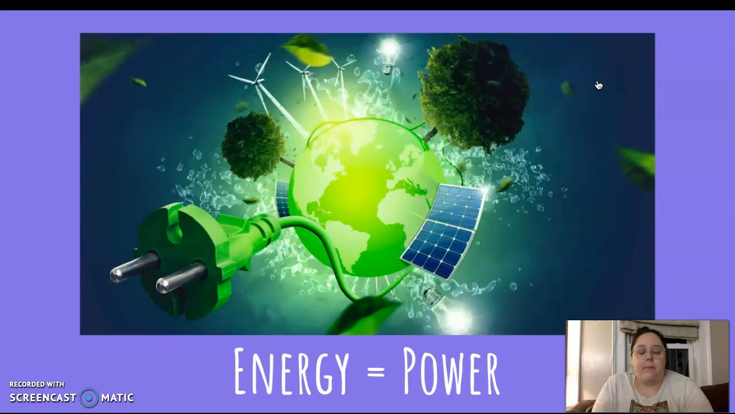This could be powering really big machines. This could be powering something to roll down a hill. This goes on a really wide spectrum. So when you hear the word energy, you should be thinking about the smallest things all the way up to the biggest things.